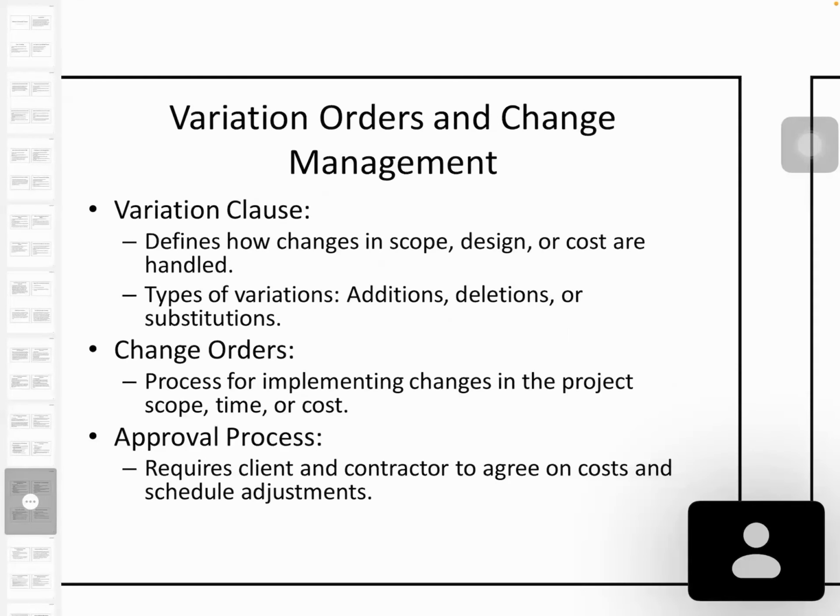So another thing is the variation orders and change management. There is a specific clause for the variations, how to manage that. Define how changes in the scope, design or cost are handled. Types of variation: additions, deletions, substitutions. Change orders: the process of implementing the changes in the project scope, time or cost.